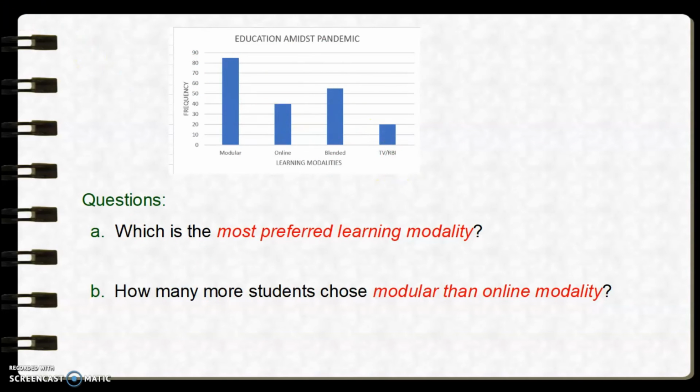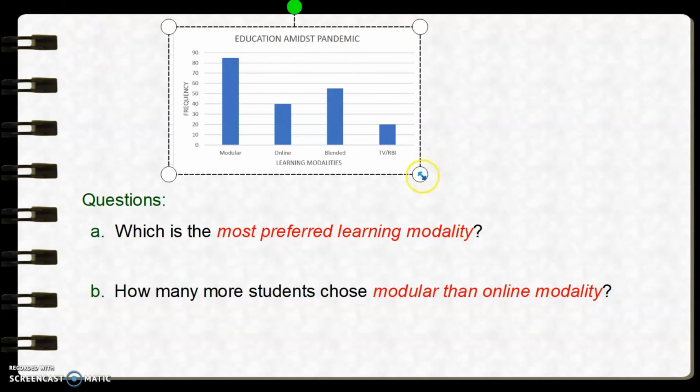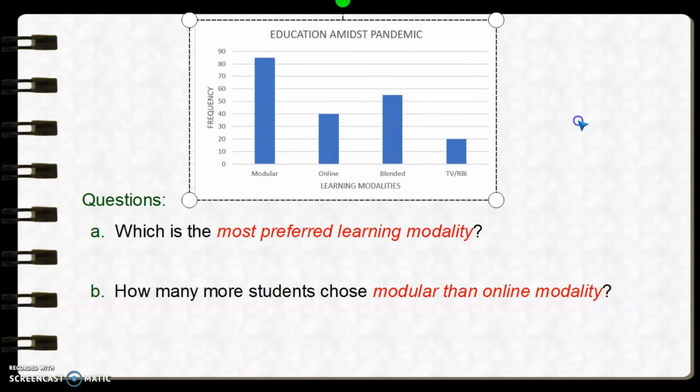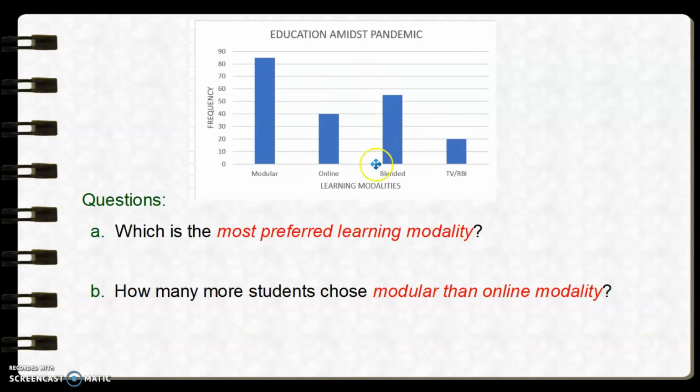Let's enlarge our graph a little so we can see it. There, we can see it. So, using the graph, we now answer the questions. The first question is, what is the most preferred learning modality? As you can see, these are like towers. The most preferred is the one with the tallest tower, and that would be modular. It wasn't asked how many, but only what is the most preferred learning modality. So we have modular. Then for the next one, how many more students chose modular than online?